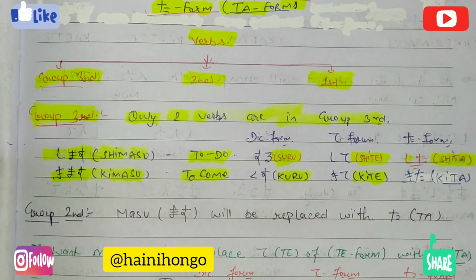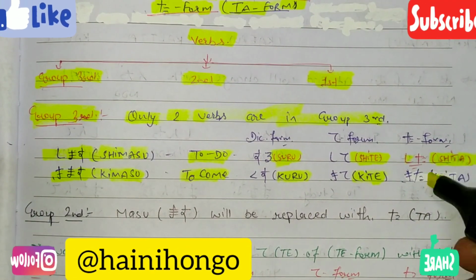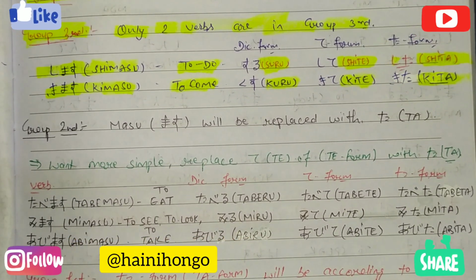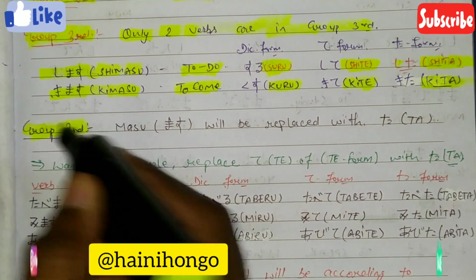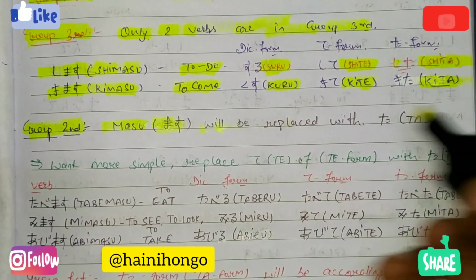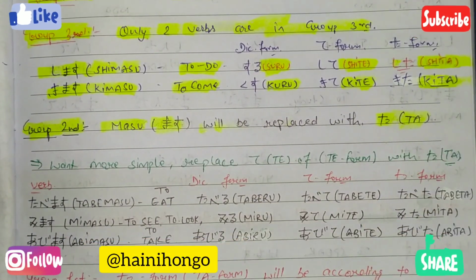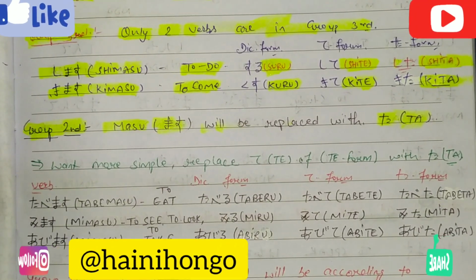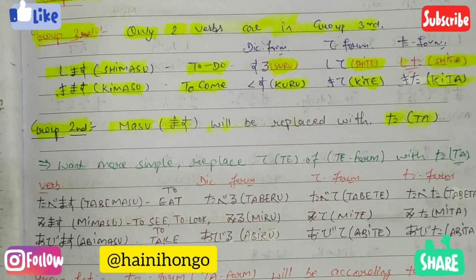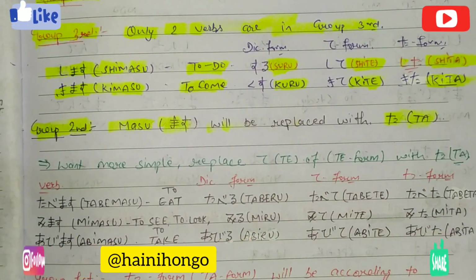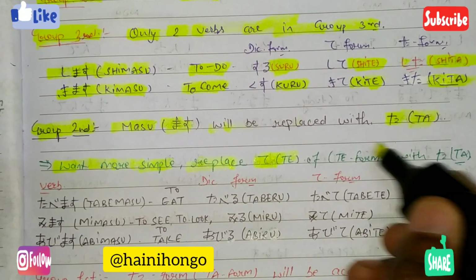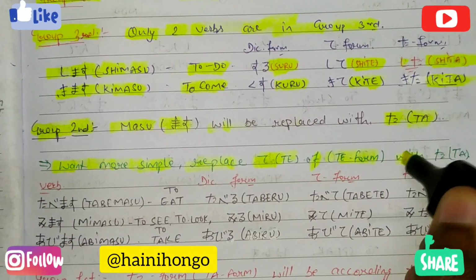So now let's come to group second. To make the ta form of group second verbs, we'll have to do one thing: replace the MASU with ta. MASU will be replaced with ta. Or, if we know how to make the te form, I'll drop the link in the description for that, then we will have to replace the te with ta. One more simple way: replace the te of the te form with ta.